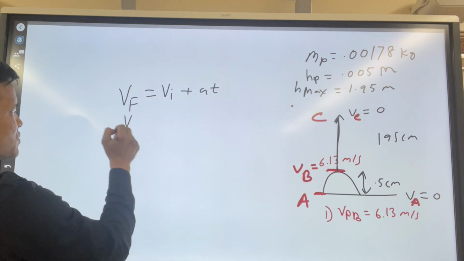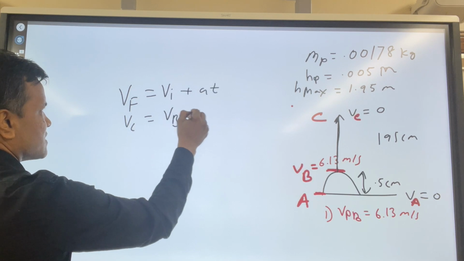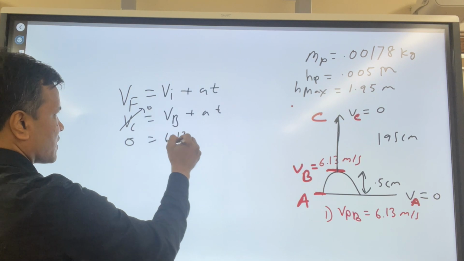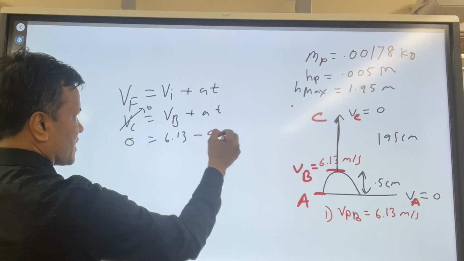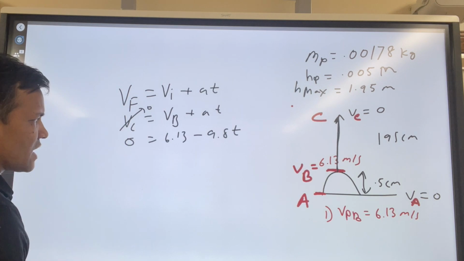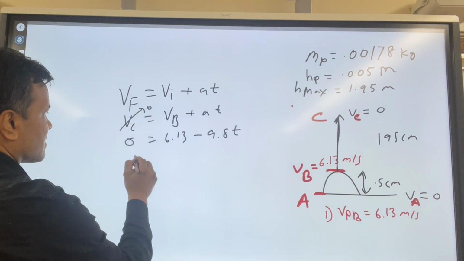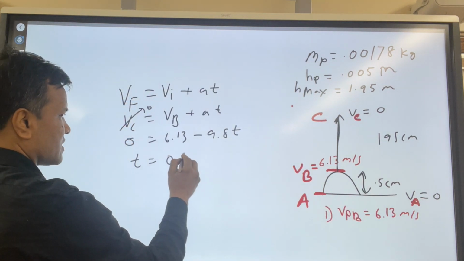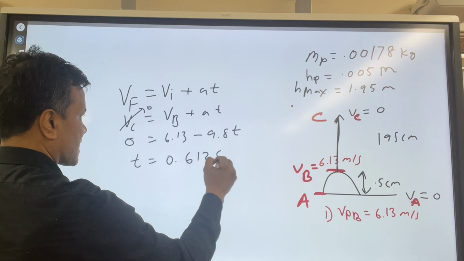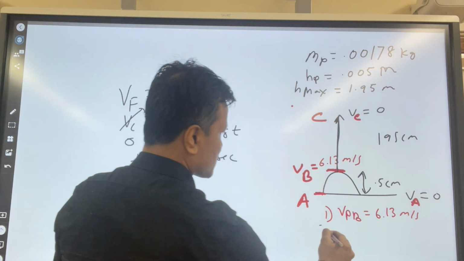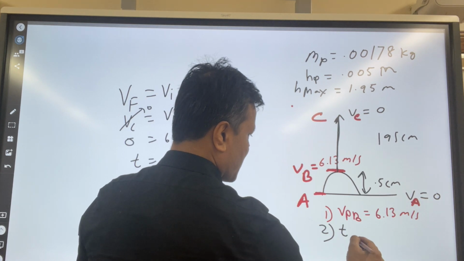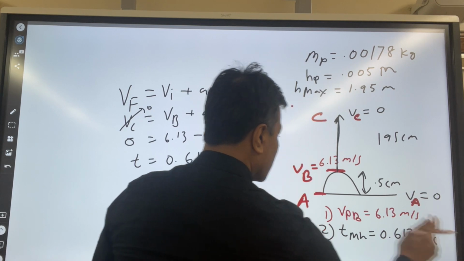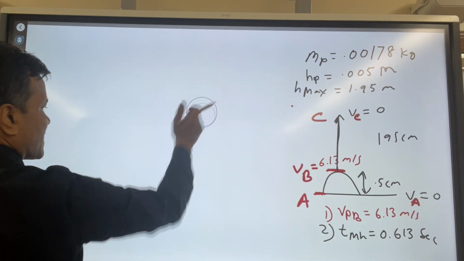So this one is absolutely Vc, this one absolutely Vb, this one Va, right? So this one is 0, this one is 6.13 minus 9.8 t, right? So t, if this is 6.13, this one is 0.613 seconds, right? So we're going to update it. The time it takes for the popper to go to max height is 0.613 second. All right, next what we want to do is to find the acceleration.